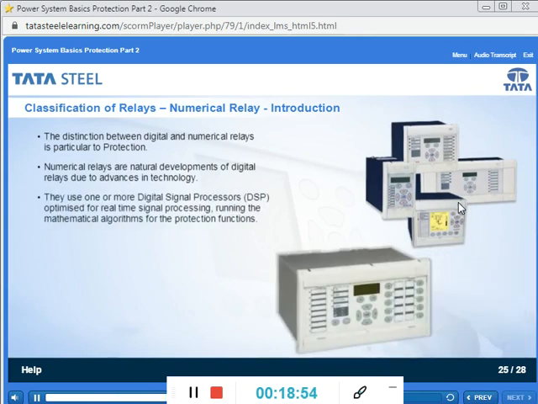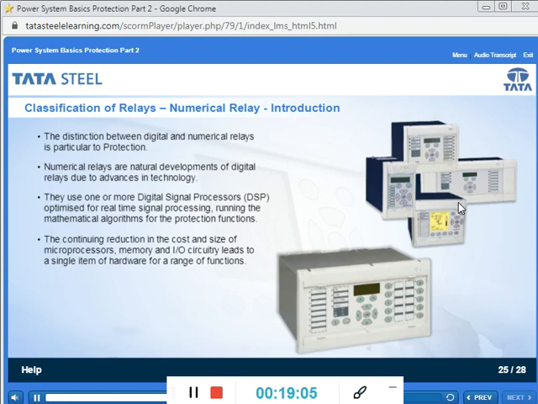They use one or more digital signal processors or DSP optimized for real-time signal processing, running the mathematical algorithms for the protection functions. The continuing reduction in the cost and size of microprocessors, memory, and I/O circuitry leads to a single item of hardware for a range of functions. For faster real-time processing and more detailed analysis of waveforms, several DSPs can be run in parallel. In the further screens, we will know about the architecture and advantages of numerical relay.